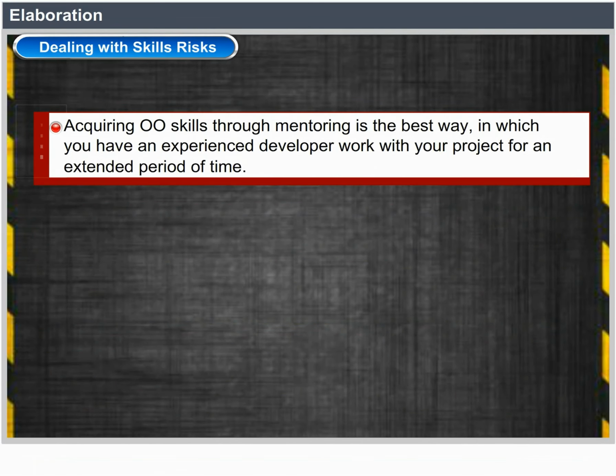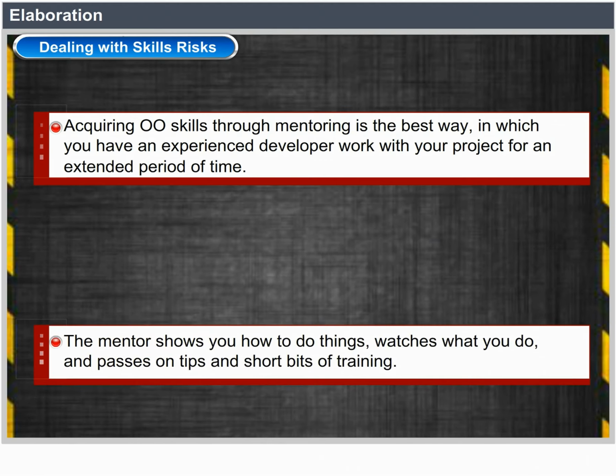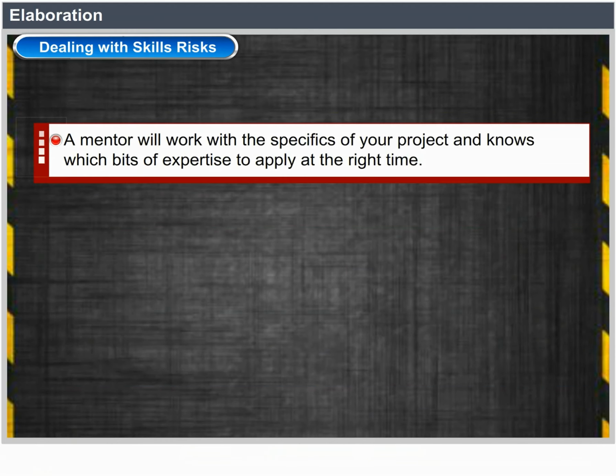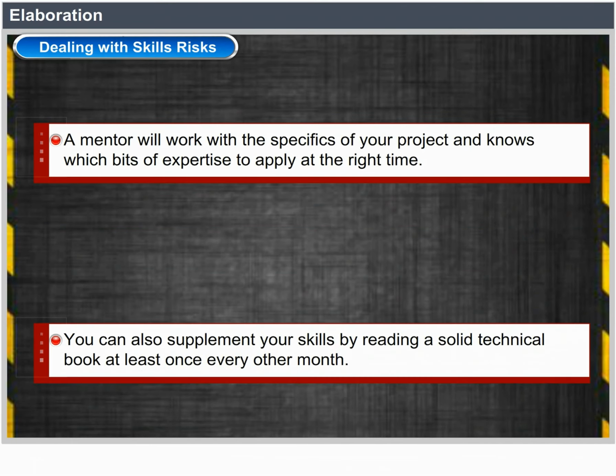Acquiring object-oriented skills through mentoring is the best way, in which you have an experienced developer work with your project for an extended period of time. The mentor shows you how to do things, watches what you do, and passes on tips and short bits of training. Your mentor will work with the specifics of your project and knows which bits of expertise to apply at the right time. You can also supplement your skills by reading a solid technical book at least once every other month.